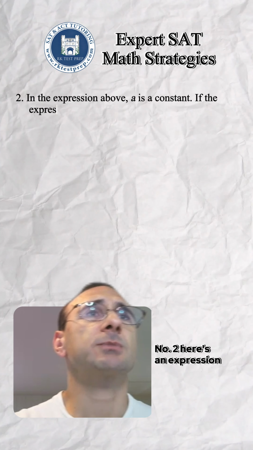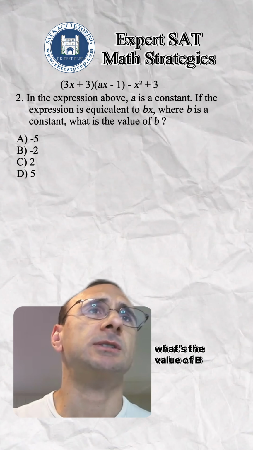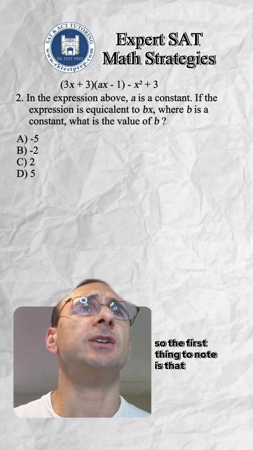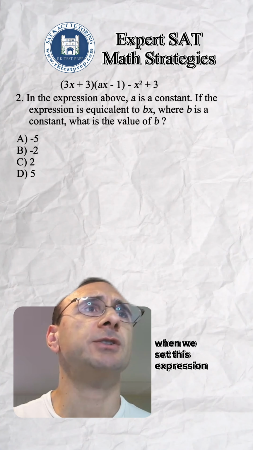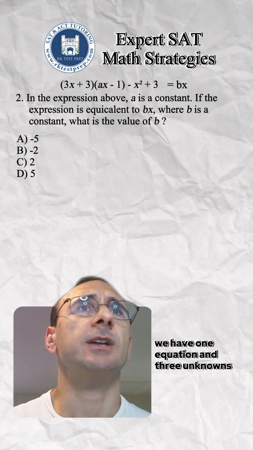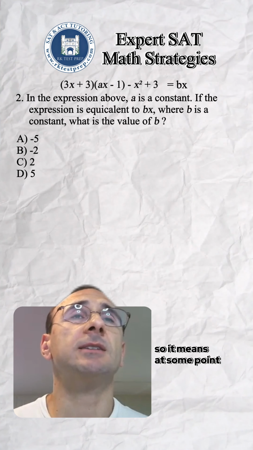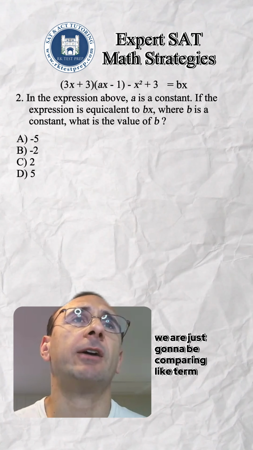Number 2, here's an expression. It's equivalent to bx, where b is a constant. What's the value of b? So the first thing to note is that when we set this expression equal to bx, we have one equation and 3 unknowns, which means you can never solve it with math. There's not enough info. So it means at some point we are just going to be comparing like terms.